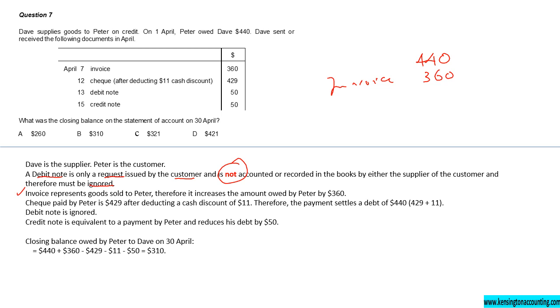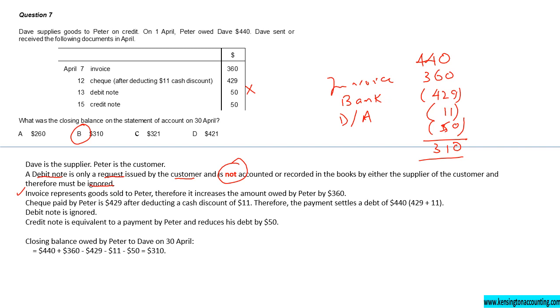Second transaction is a check received from Peter. Now the amount paid is 429. Therefore this will reduce the amount owed by Peter to Dave, but there was also a cash discount. Now, when a supplier gives a cash discount, it reduces the debt of its customer. This is known as discount allowed. Therefore, the discount allowed will also reduce the amount owed by the customer. Now, debit note, as we have seen before, should be ignored. Lastly, a credit note. A credit note is a credit given by the supplier to a customer for return of goods, and therefore that reduces the amount owed by the customer to a supplier. The closing balance is 310. Therefore, this is the amount owed by Peter to Dave at the end of the month.